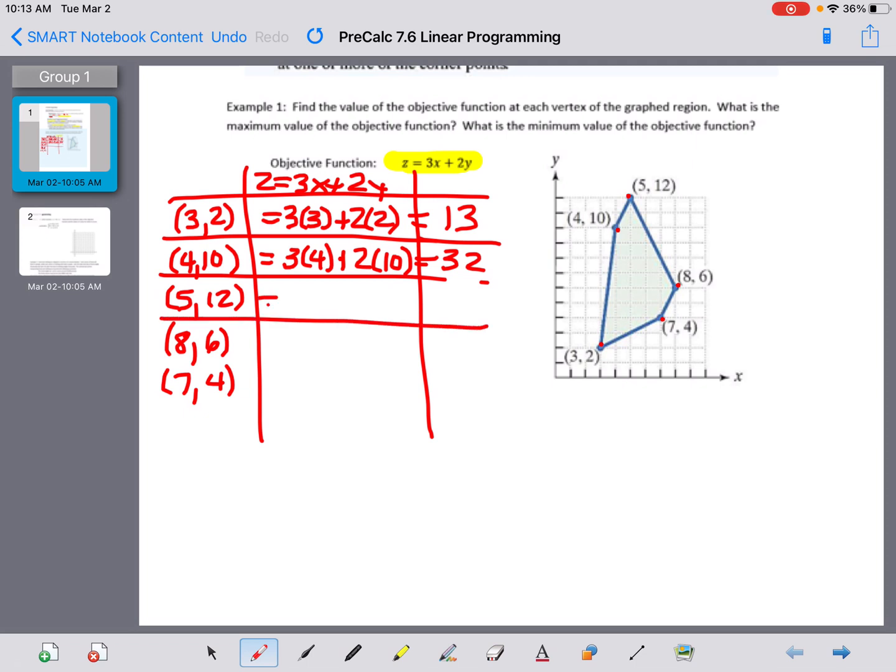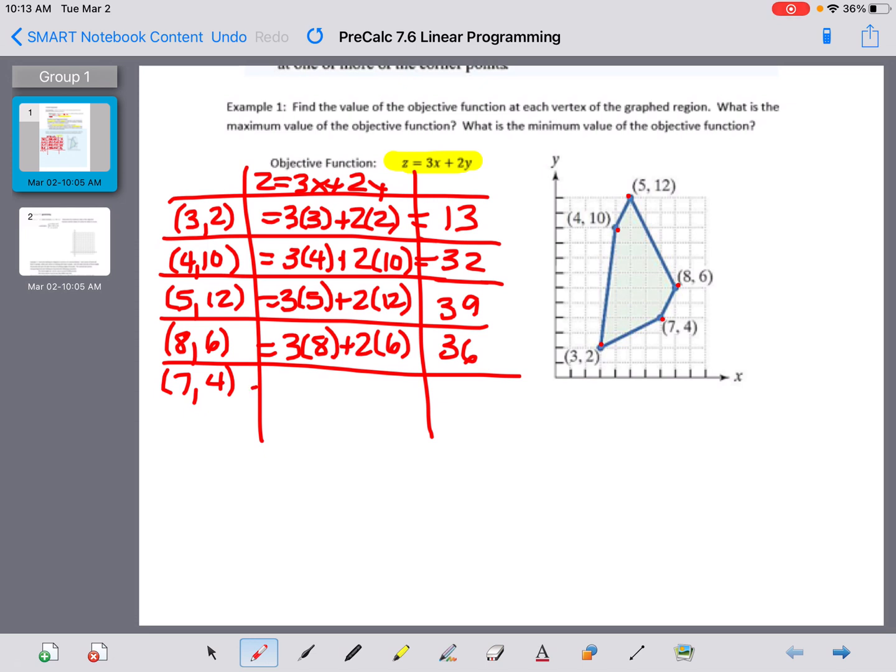All right, on my next one, I have 3 times 5, which is 15, 2 times 12, which is 24, 15 and 24 make 39. I take my 3 times my x of 8, which is 24, 2 times my y of 6, which is 12, and I add those together and I get 36. And finally, my last vertex, ordered pair, the corner of my overlapping area, 3 times my x of 7 is 21, 2 times my y of 8 is 16, 21 and 16 makes 37.